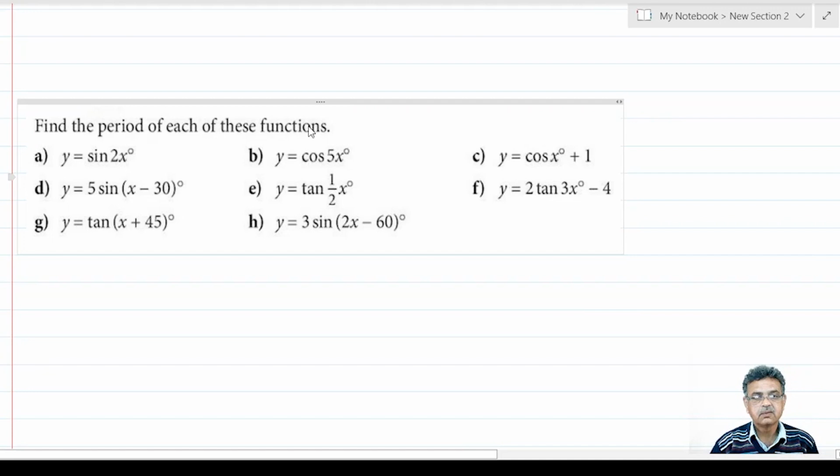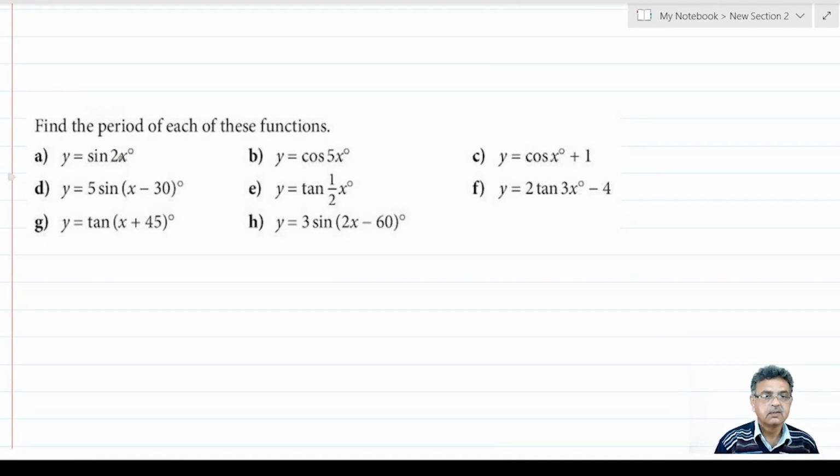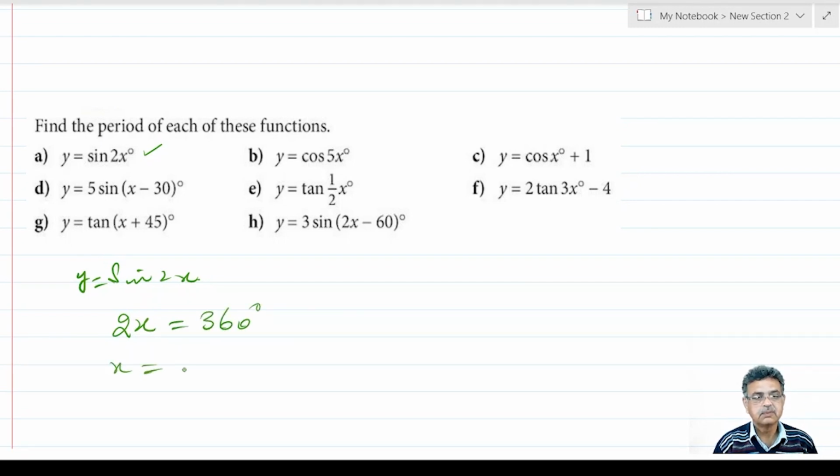Now find the period of each of these functions. We know that one period of sine is completed in 360 degrees. For y equals sine 2x, place 2x equal to 360 degrees, then x will be equal to 180 degrees. So the period of this graph is 180 degrees.